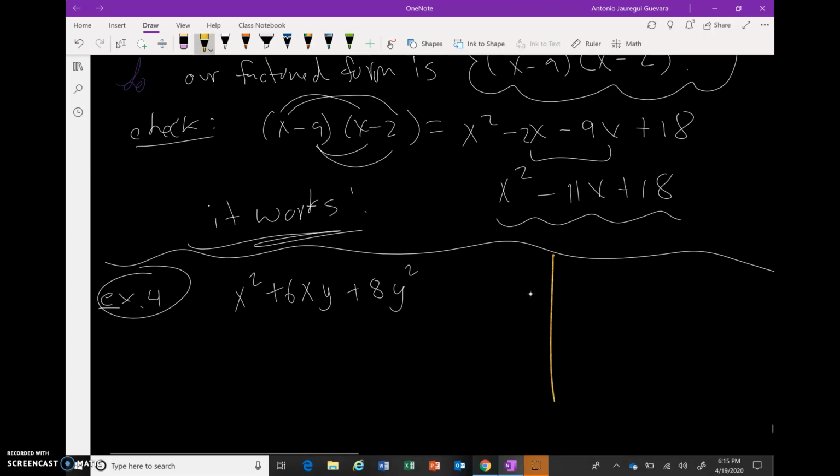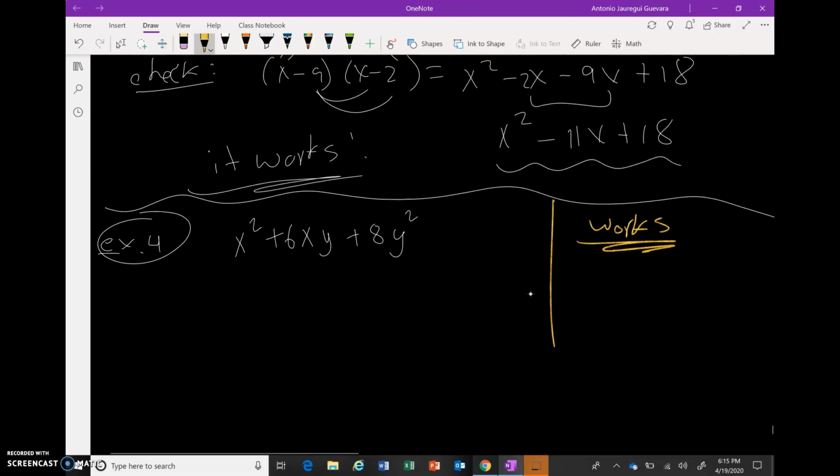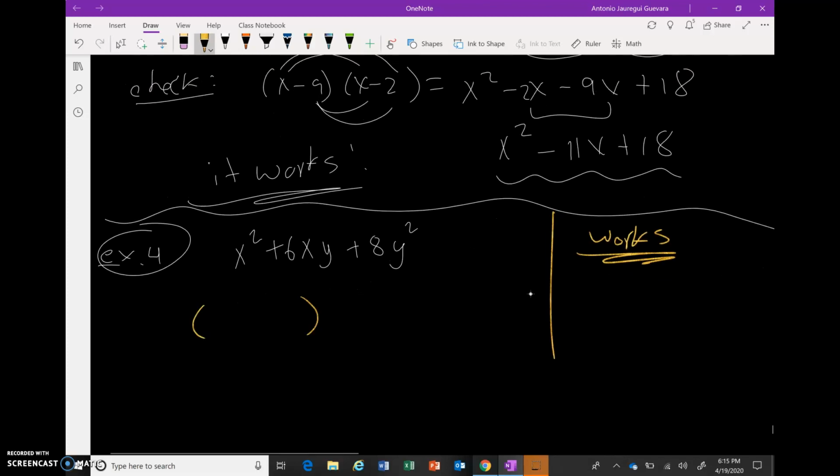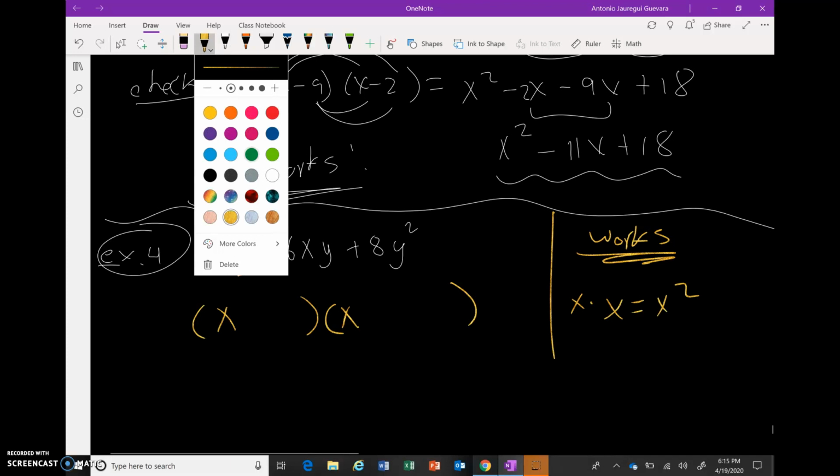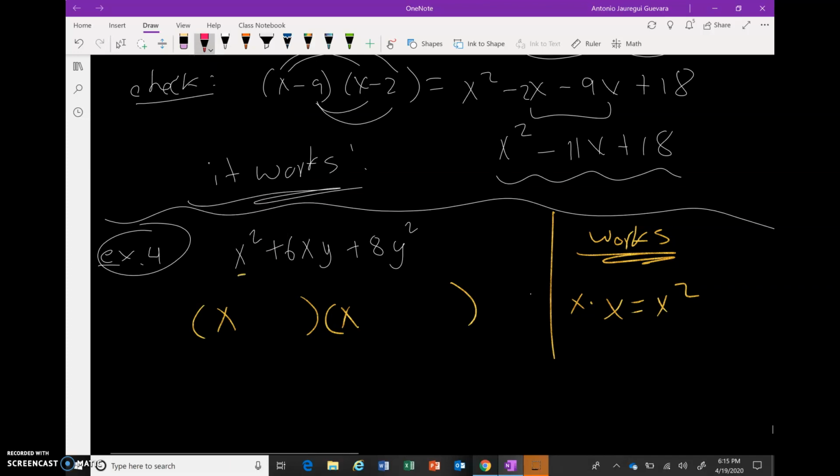Sort of like little work, or thinking, whatever you want to call it. So again, you got to label your parentheses. X times x will give you x squared. That works. Then let me try another thing. What two numbers multiply together here will give you 8? Or sorry, what two variables? Let's start with variables.